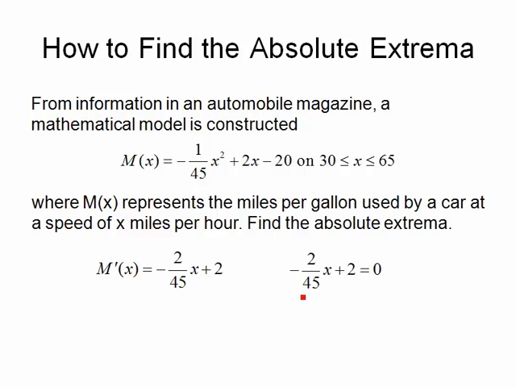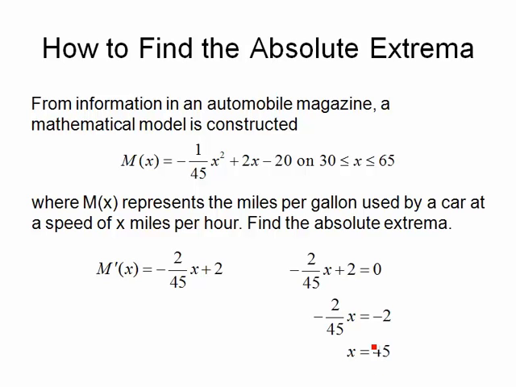So negative 2/45 x plus 2 equals 0. If I subtract 2 on both sides, I get negative 2/45 x equals negative 2. And now I'm going to multiply both sides by negative 45 halves. So the negative 2/45 cancels with its reciprocal, leaving me just x. And on the other side, the 2's cancel, leaving me with positive 45. So there's my critical number.